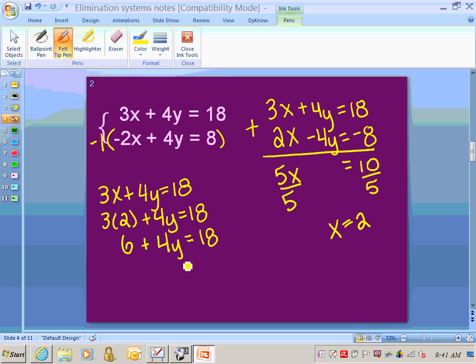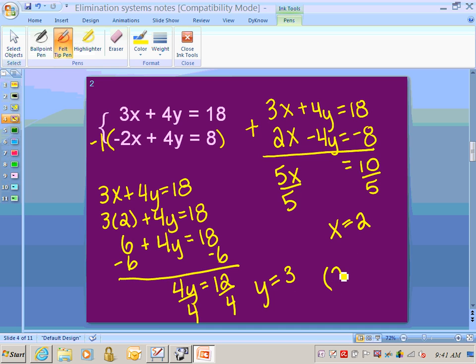6 plus 4y equals. Now I need to subtract 6. So I have 4y equals 12, and then, good. So y equals, how many solutions? One solution, and what is it? Good.